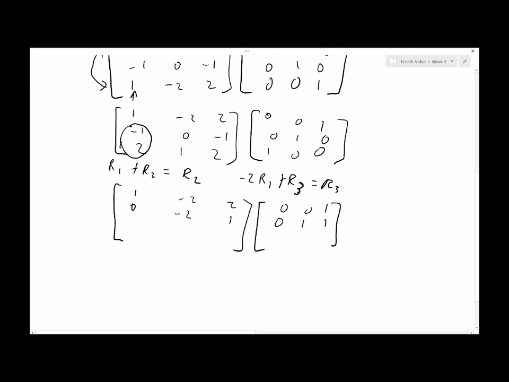And now we'll do the other one. So negative 2 row 1 plus row 3. Negative 2 plus 2 is 0. 4 plus 1 is 5.